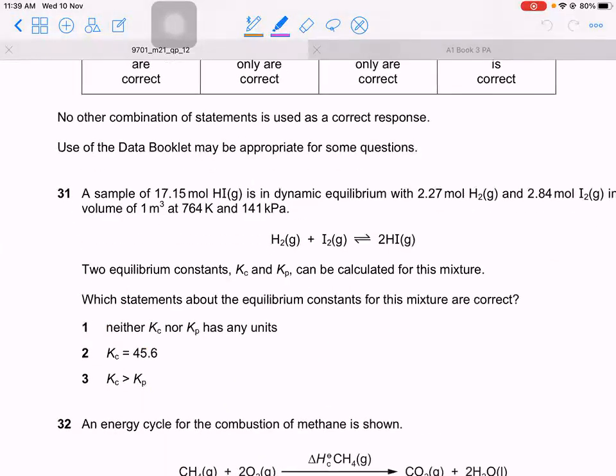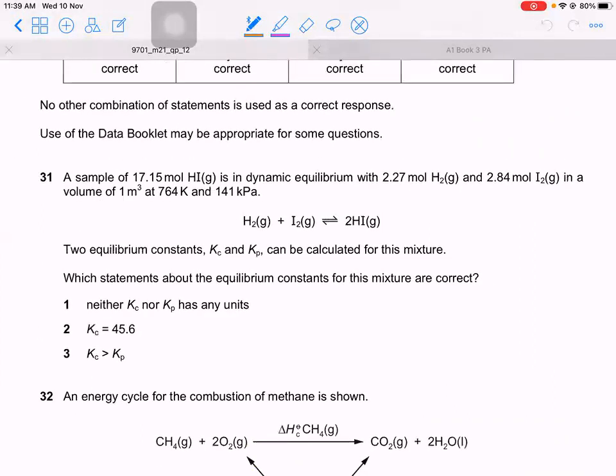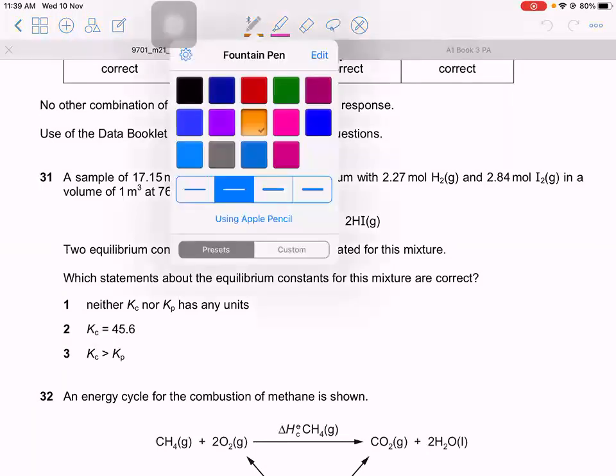Question number 31. A sample of 17.15 mole of HI has dynamic equilibrium with this much of H2 at a volume of this much. Two equilibrium constants Kc and Kp can be calculated for this mixture. Which statement about equilibrium constants for this mixture is correct? So first thing, let's see, 31.